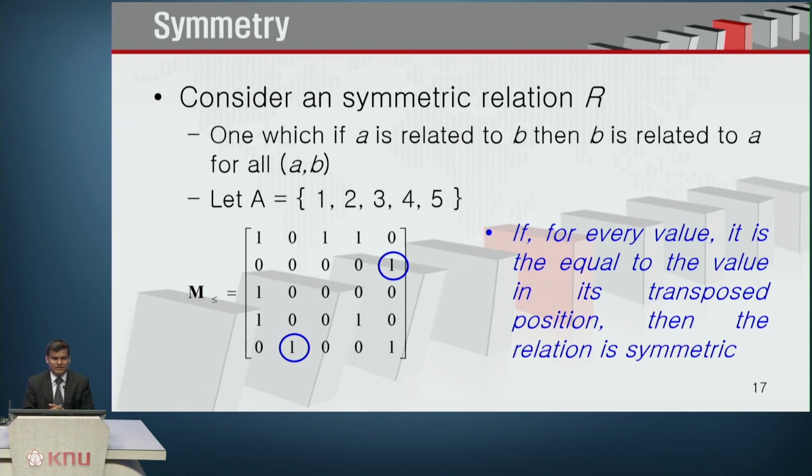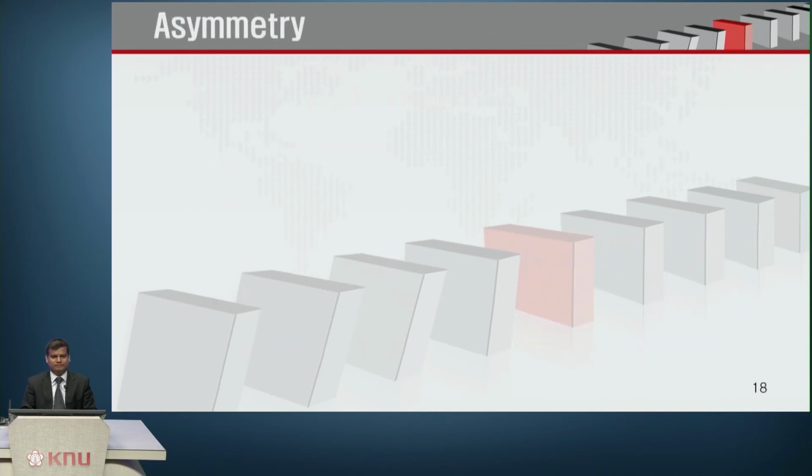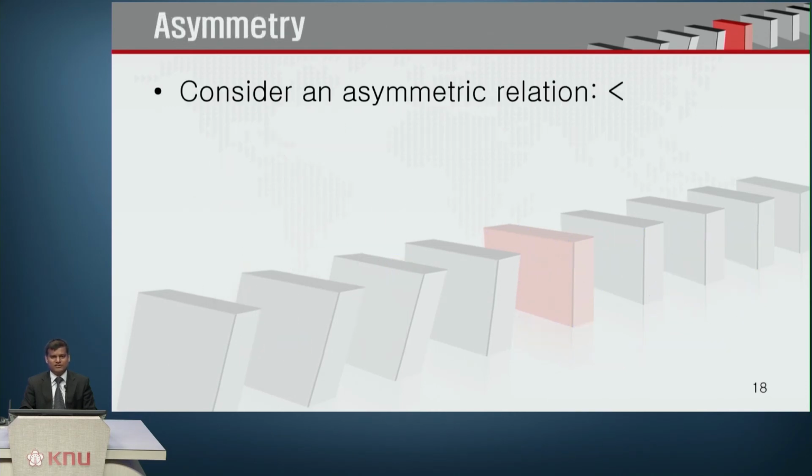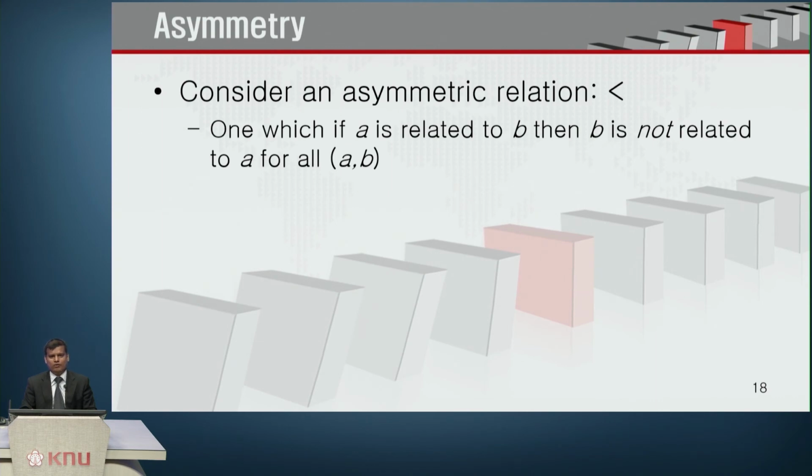When you do that, you will find that you have this transposition of a matrix. For every value, it is equal to the value in its transposition. That is why this relation is asymmetric. Asymmetric is where A is related to B and B is not related to A.